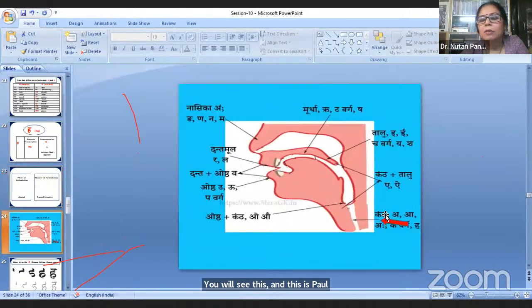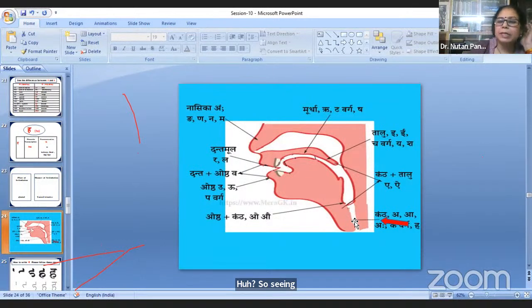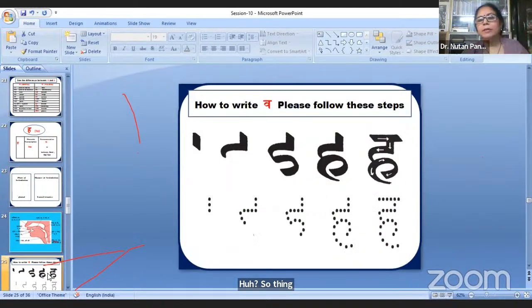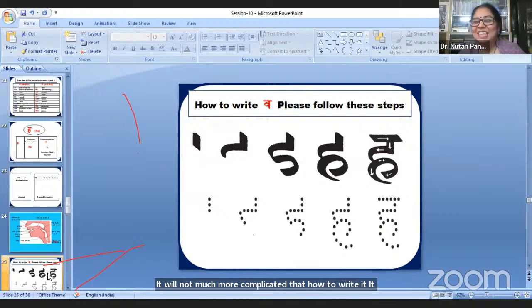From this place, you will pronounce it easily. Ha. Ha. Same like behave, Hindi. The same sound it is. It is easy for you. It will not be much more complicated. But how to write? It is a little difficult for you.